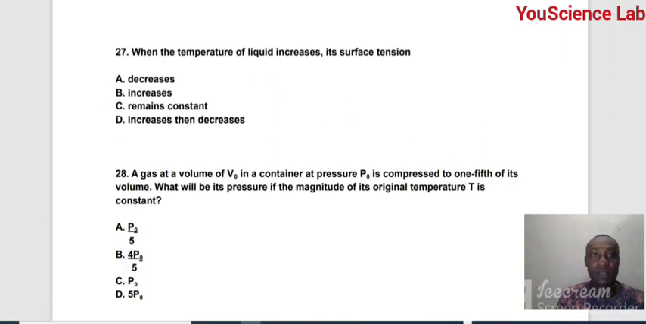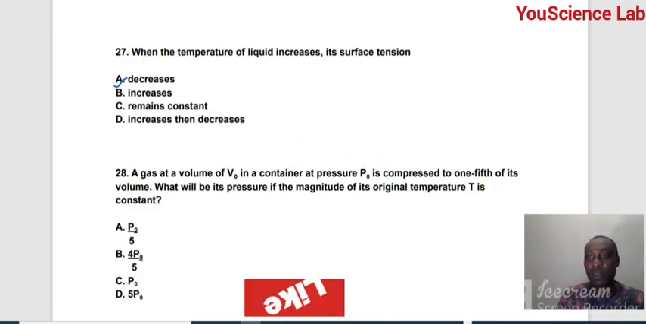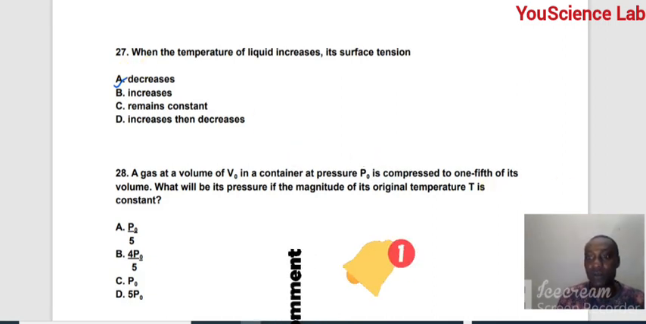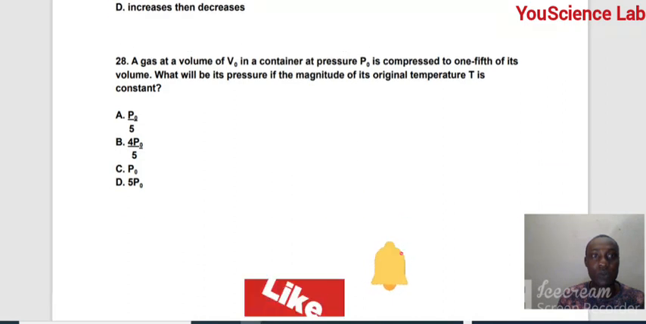Then 27. When the temperature of a liquid increases, the surface tension will decrease. Okay. We move to question 28.